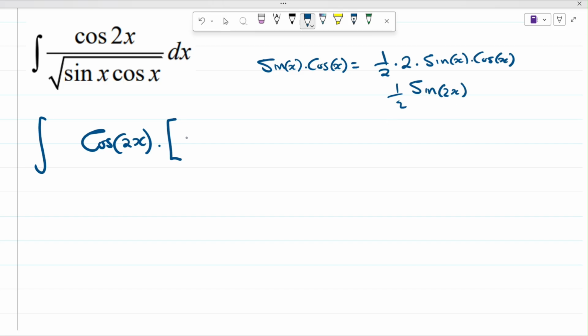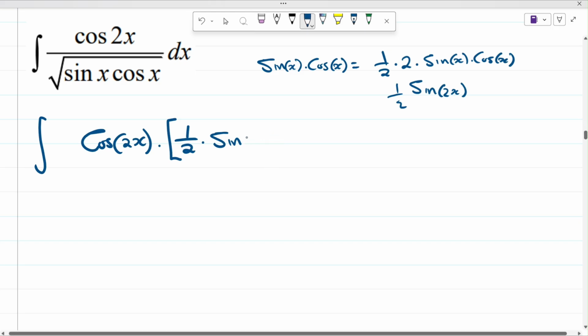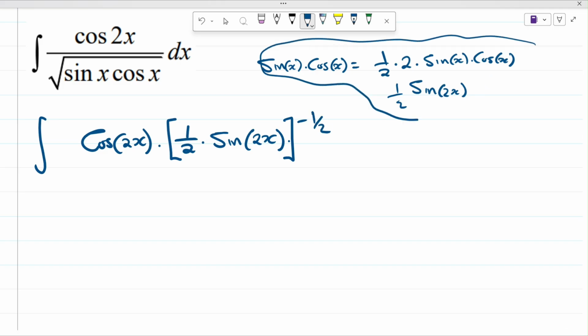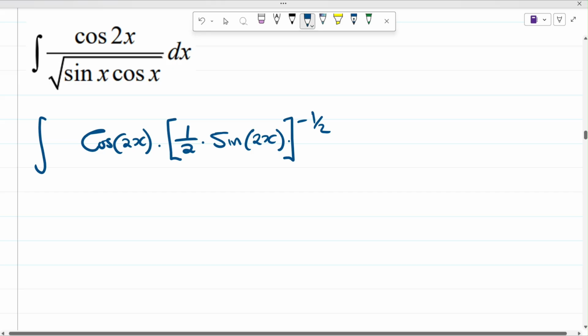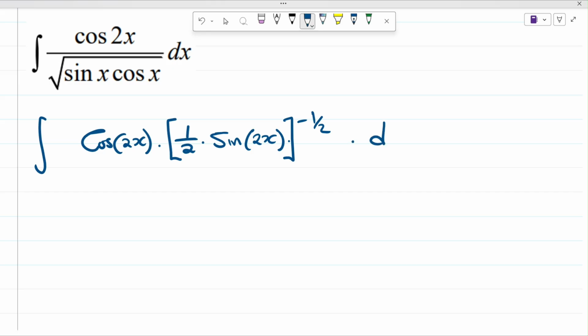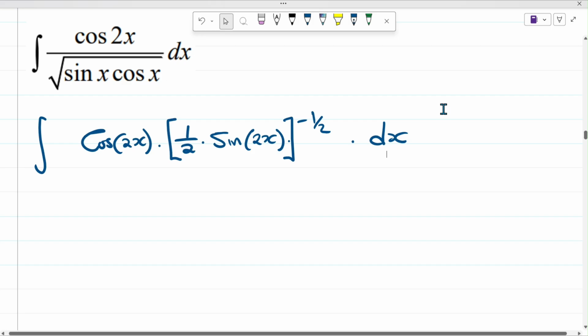So allow me to just put 1 over 2 sine of 2x here, to the power negative half. Let me just erase this thing because I don't know what it's doing there. And then dx, so I shouldn't forget my dx there. So what do we have here? So look at this.